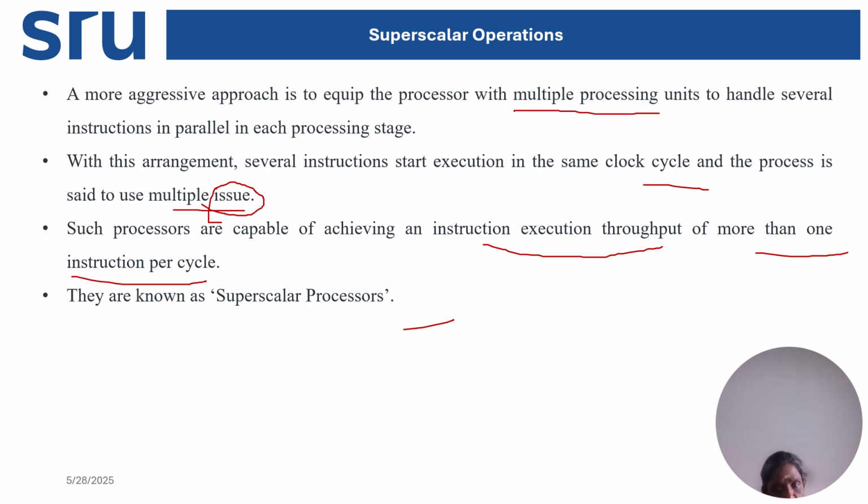But here, due to the availability of multiple processing elements, suppose we are using 100 processing elements, then throughput is equal to 100 issues divided by one clock cycle. Therefore, total throughput is equal to 100. So, throughput is increased as much as the number of elements we are using. They are known as superscalar processors.